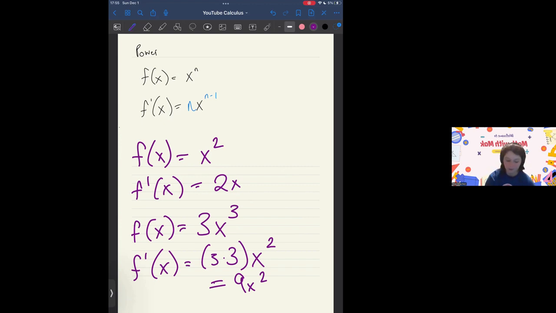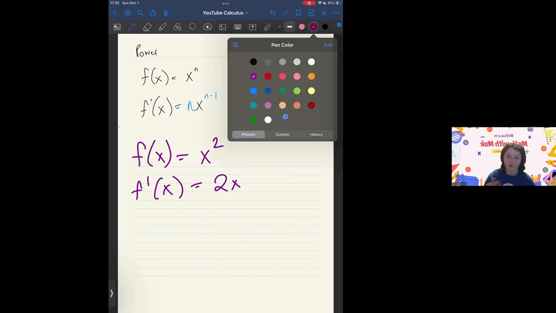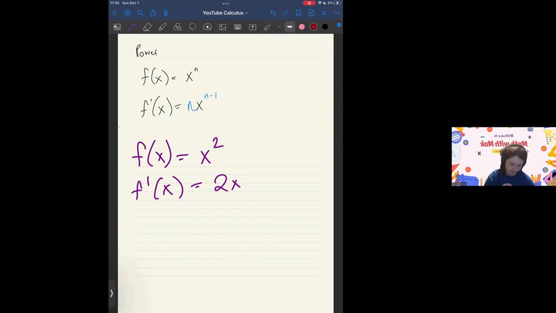Now, something very important to note here, and I'll do it in red to remind you this is not true: if I have f of x equals x to the 2x, I cannot use power rule here. So this is not simply power rule. This is going to be a chain rule, but we'll come back to that.